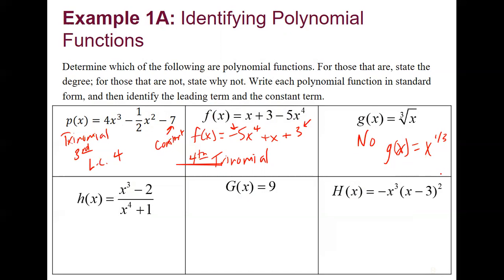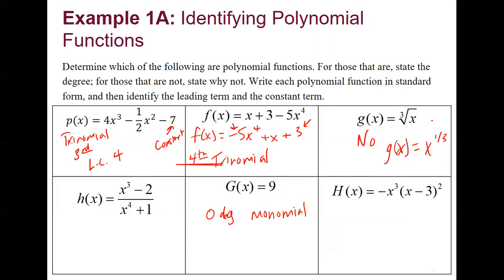Yes, polynomial. So then the other g of x would be a monomial. So big G of x is a 0 degree monomial. Yeah, I mean, there's nothing there. It's just a number. A constant is just a 0 degree.